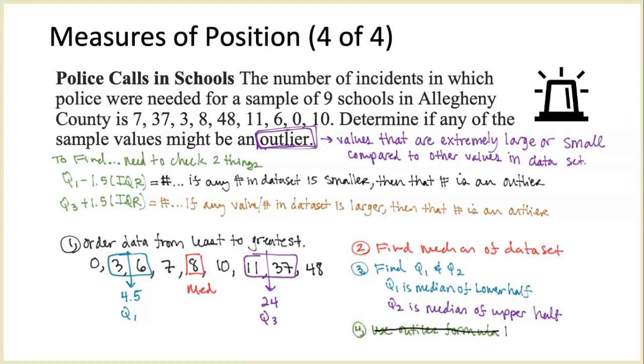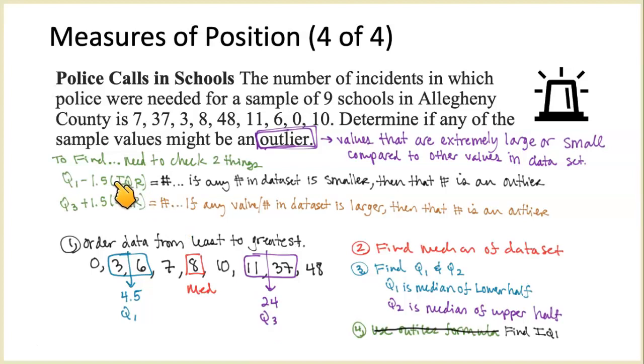And then, if we look at the formula here, it's Q1 minus 1.5 times the interquartile range, and then Q3 plus 1.5 times the interquartile range. We have Q1, 4.5. We have Q3, 24. We need to find the interquartile range.